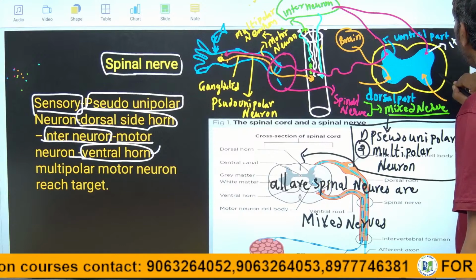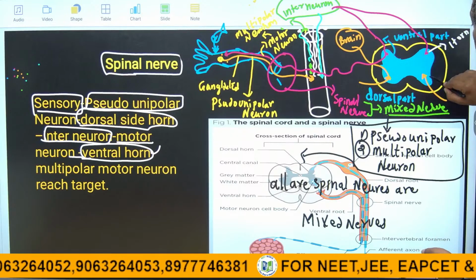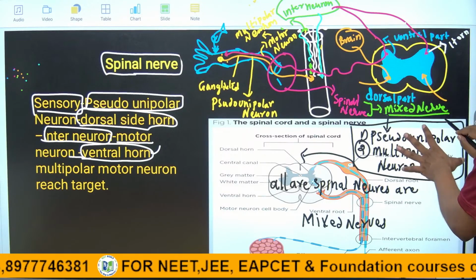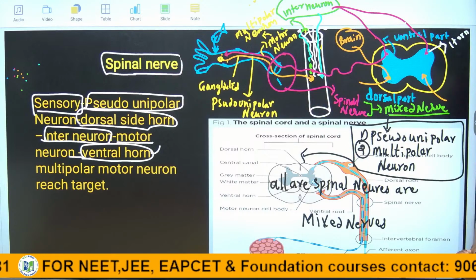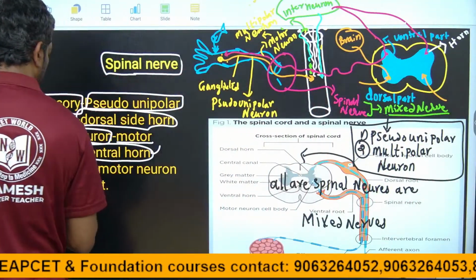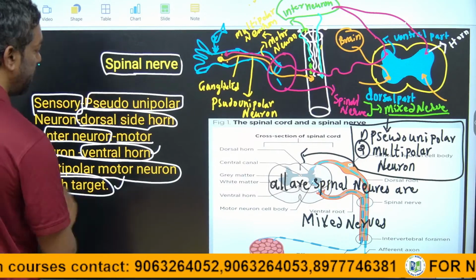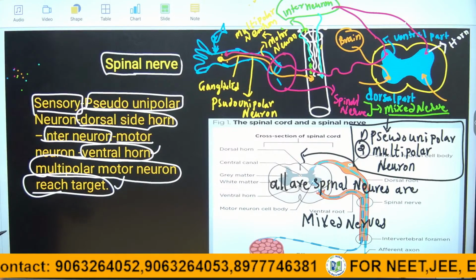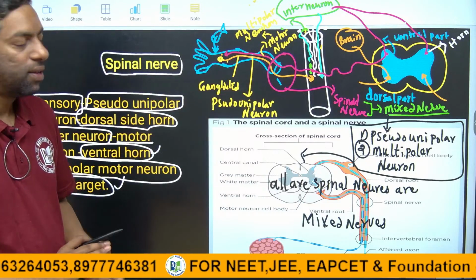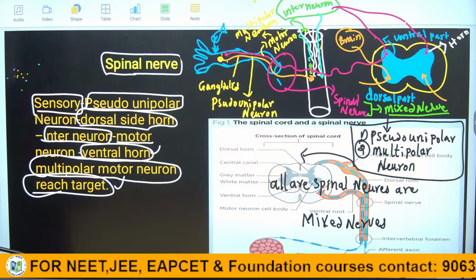This is the ventral part and this is the dorsal part. The ventral part is where the motor neuron is connected, and the dorsal part is connected to the sensory neurons. Yes, this is a horn, guys, do not get confused. The motor neuron is a multipolar neuron and finally reaches the target. What happens in the spinal nerve now? The pseudo unipolar neuron carries information towards the spinal cord, and the multipolar neuron, which is the motor neuron, carries the signals towards the target.